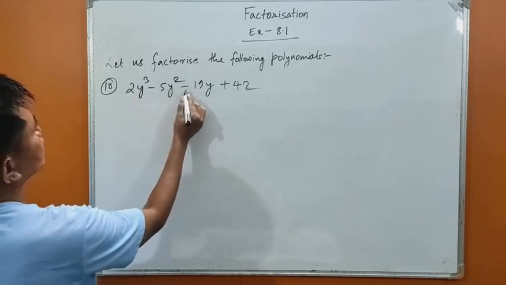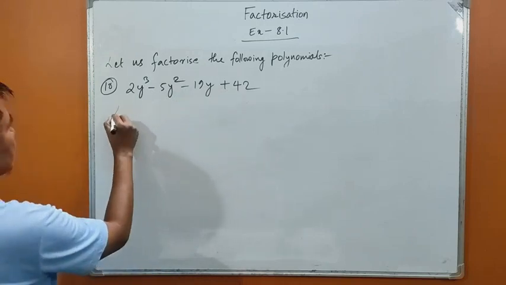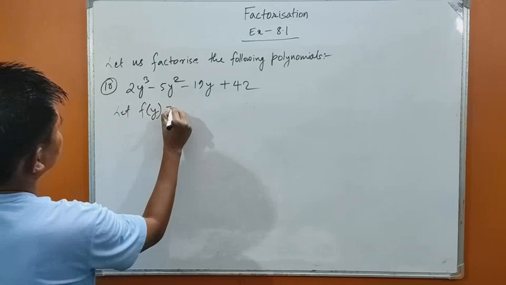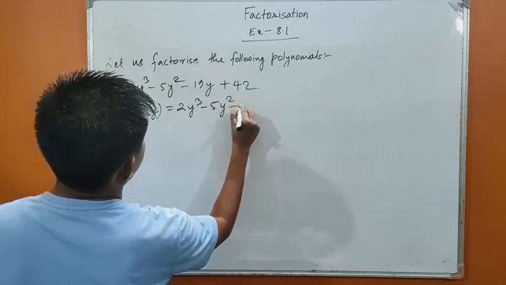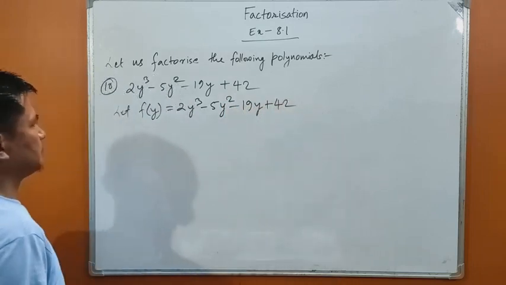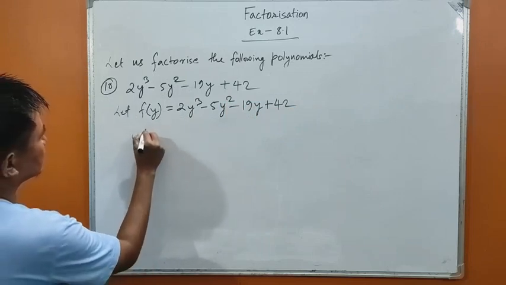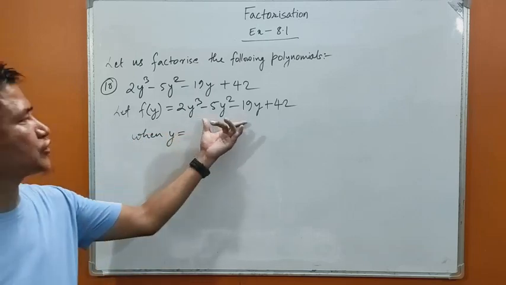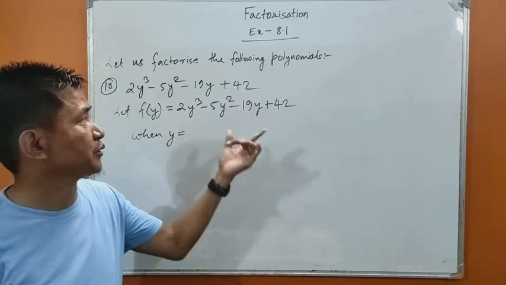2y cubed minus 5y squared minus 19y plus 42. Let f(y) equal 2y cubed minus 5y squared minus 19y plus 42. Now we must suppose the value of y is such a number that when we put that value into this expression it becomes 0, isn't it?